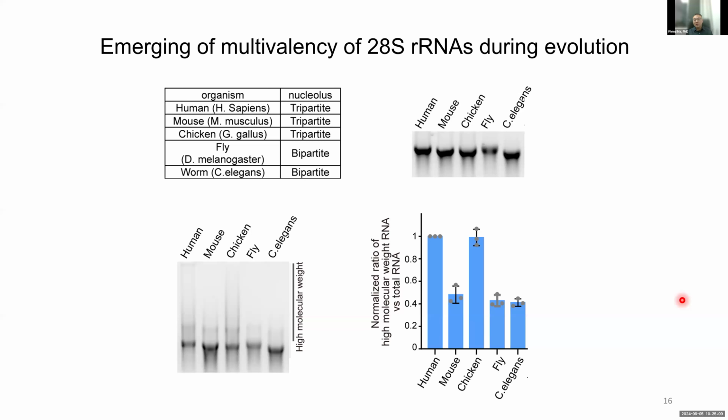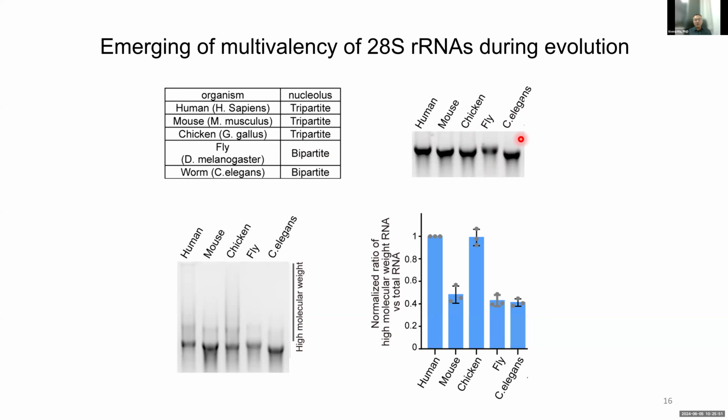I mentioned in the introduction that during evolution there are two types of nucleolus. One is tripartite, the other is bipartite. Then we would like to know whether 28S ribosomal RNA is a candidate to mediate the transition from bipartite to tripartite. In order to answer this question, again, we cloned the 28S RNA from different organisms. We cloned from mouse and chicken, whose nucleoli are tripartite, and also cloned 28S from fruit fly and C. elegans, whose nucleolus is bipartite.